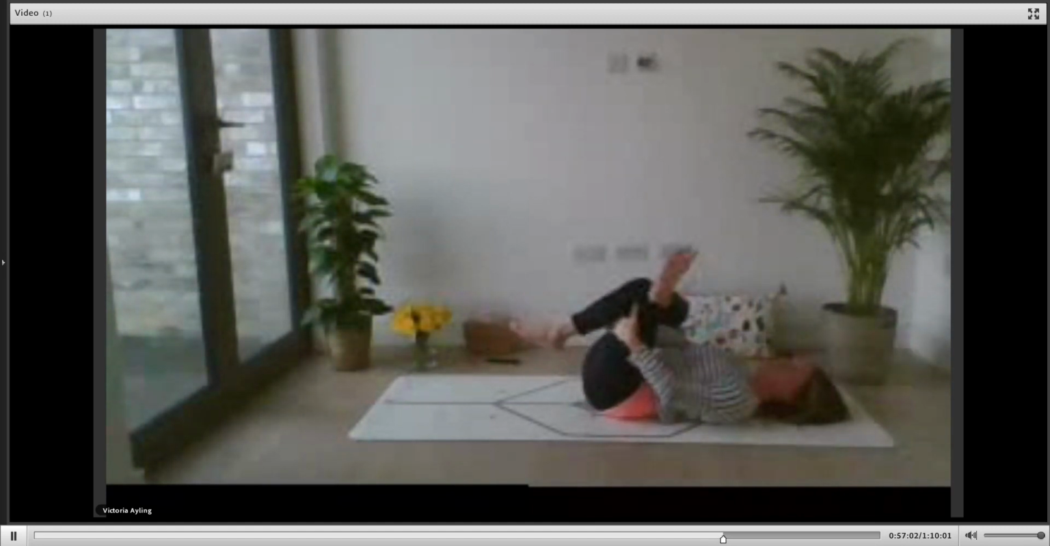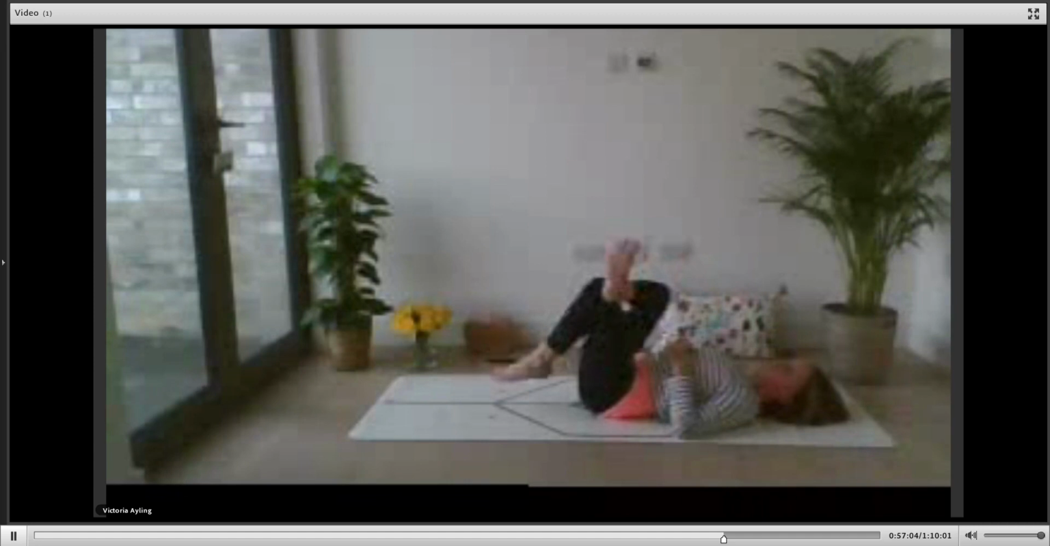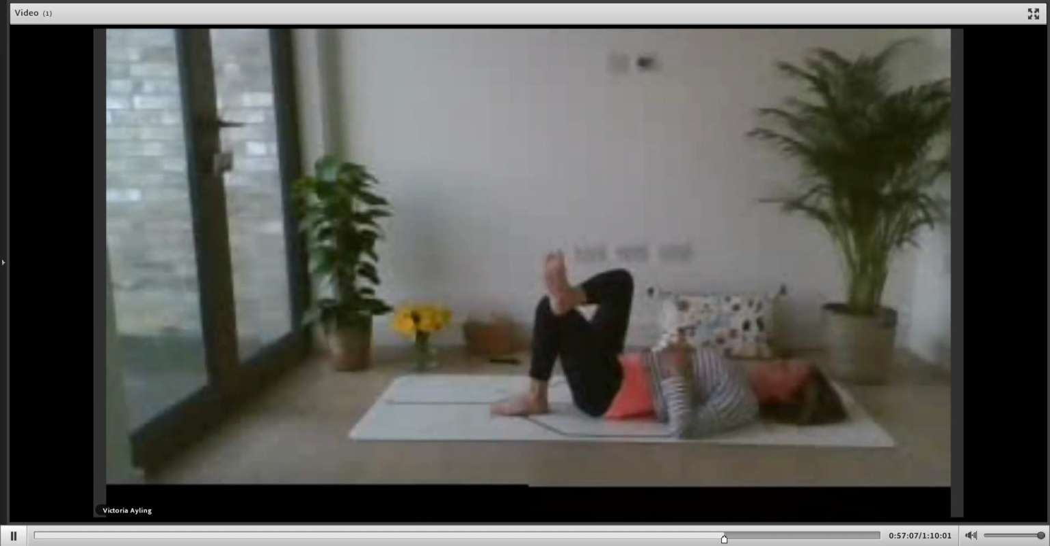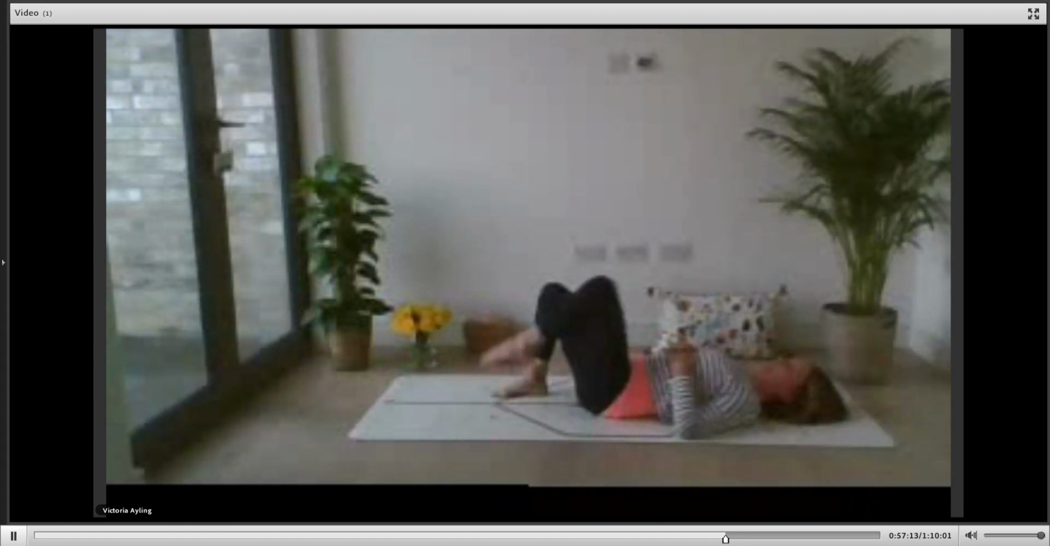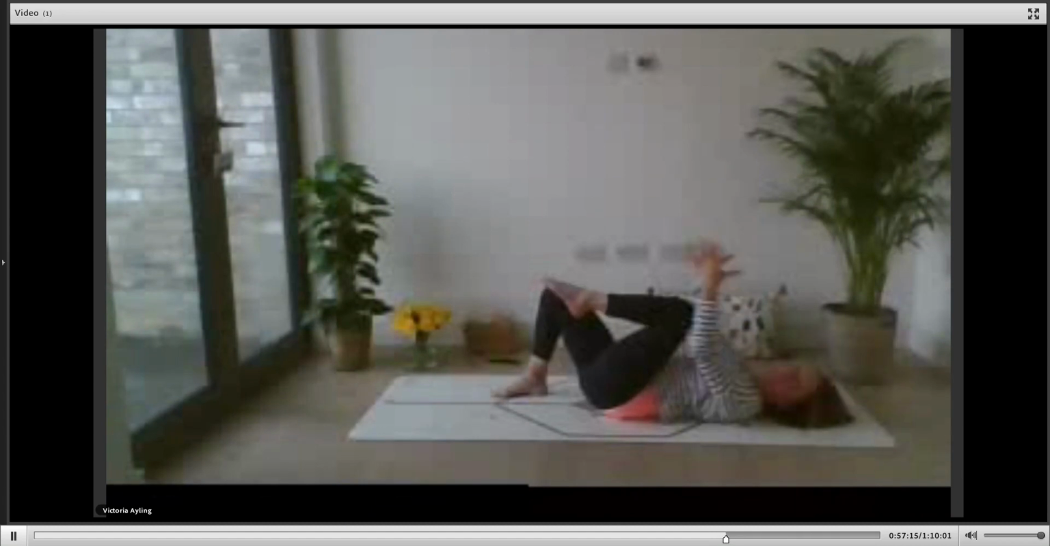Good, and then gently release your hands. Bring the left foot to the floor. And then bring the right foot to the floor, you're back in neutral. And then left knee comes into the chest.